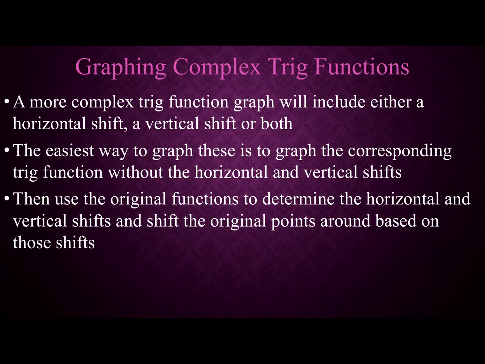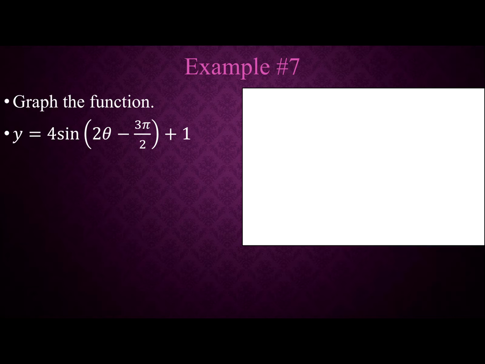All right, so let's take a look at a couple examples of both functions using this idea. So we have y equals 4 sine of 2 theta minus 3 pi over 2 plus 1. So we're going to focus on just simply y equals 4 sine of 2 theta. We're going to ignore the shifting for right now. So to do this, again, the amplitude is the absolute value of the a, which is just 4. Period is 2 pi divided by b, which is pi.